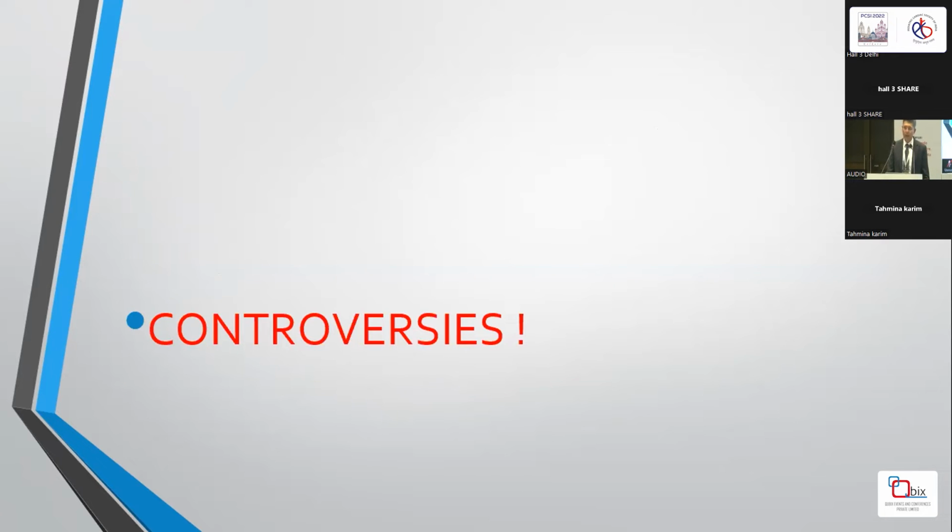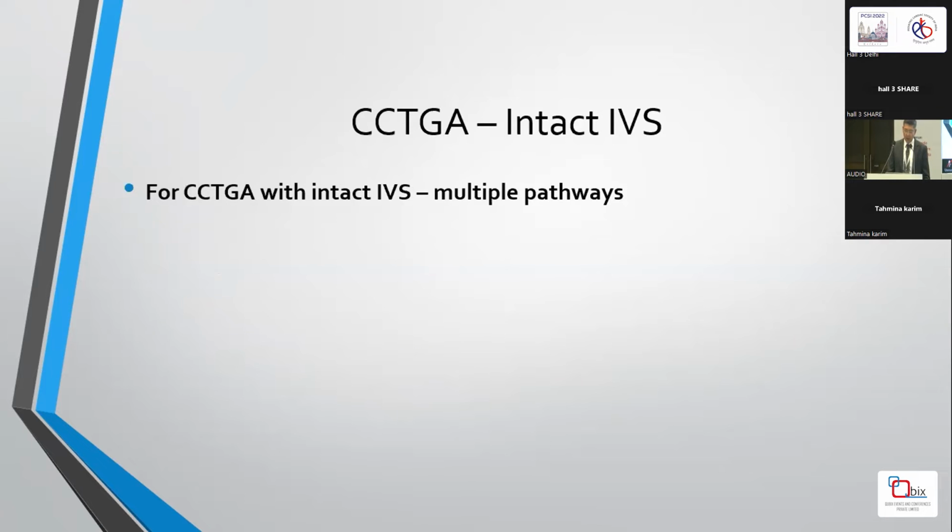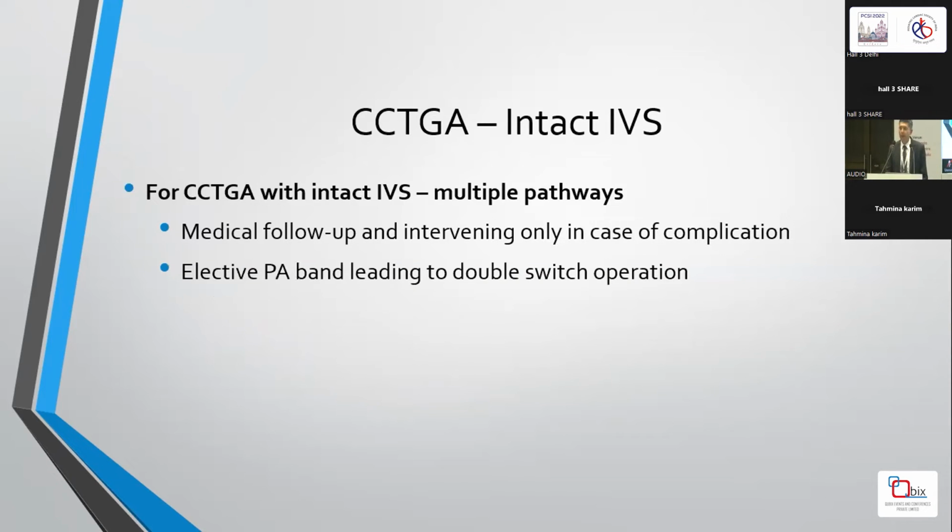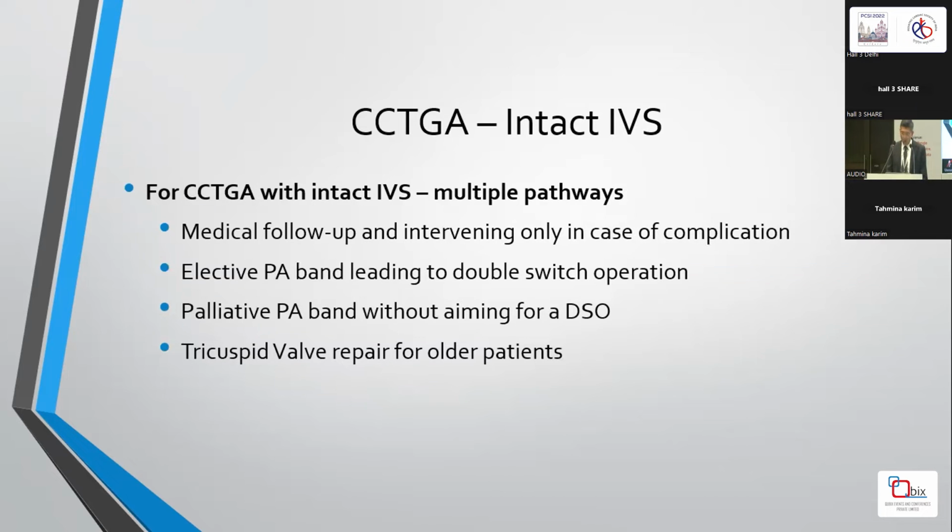So what are the controversial aspects? Controversies are CTGA with intact interventricular septum, and there are multiple pathways, because some centers may do a medical follow-up till the patient becomes symptomatic. Some centers have proposed elective PA banding so as to plan double switch for every patient with CTGA intact septum, with or without associated lesions. Palliative PA banding, say, for a patient presenting with symptoms. Tricuspid valve repair or replacement is also done, especially in the older age groups, and cardiac transplant once the patient has developed ventricular dysfunction.